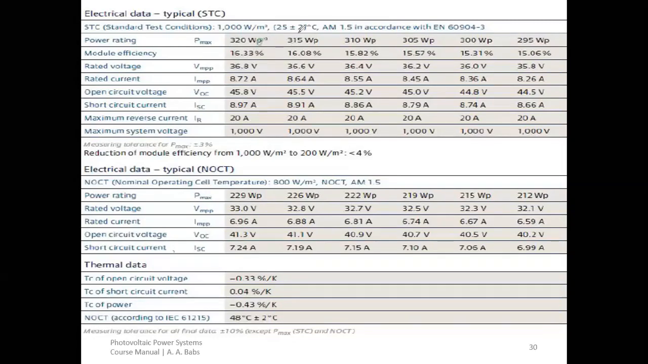This is 315, another module. This is 310, another module. This is 305, this is 300, this is 295. And then you can have modules of 200, 215, 250. And now I think we have modules of up to 400, or 415.